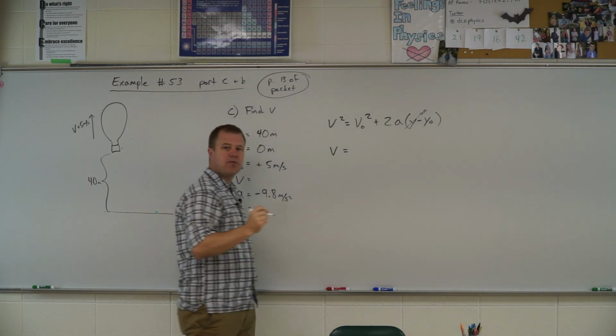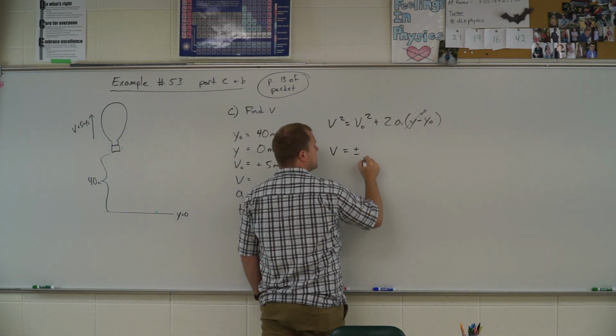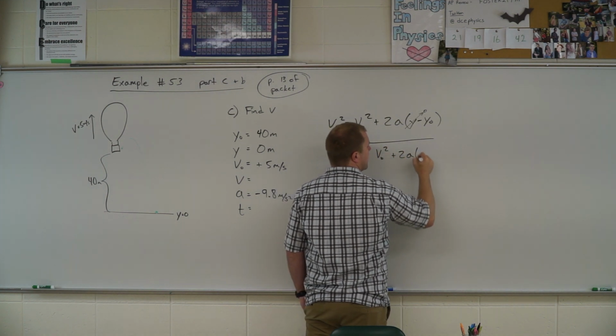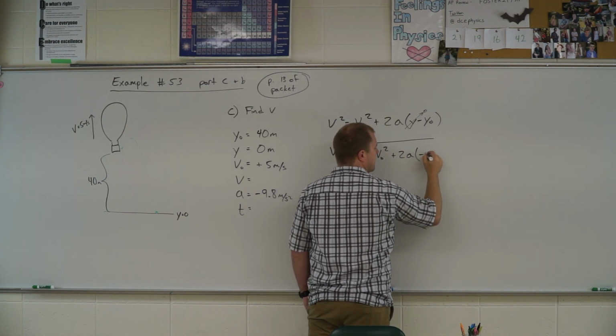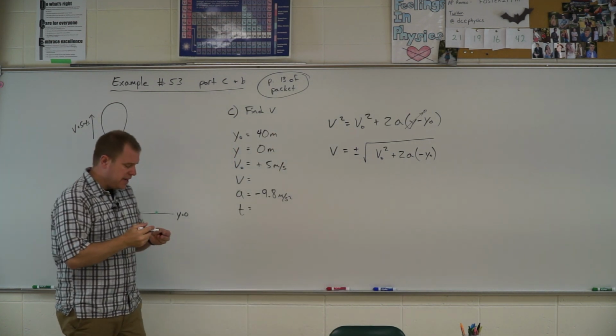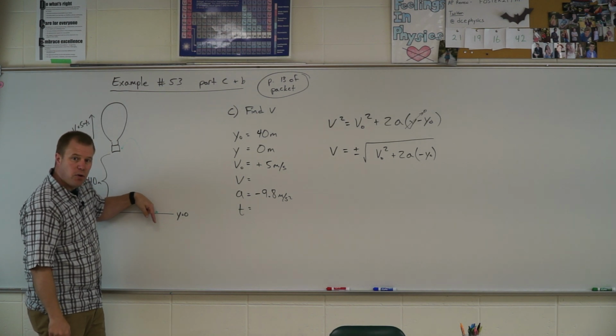And when we do that square root, remember we have to put the plus or minus on it. So it'll be plus or minus the square root of v naught squared plus 2a times, I have a negative y naught in there. All right, which is it going to be, plus or minus? So as it's going down, oh, that just told it to me.